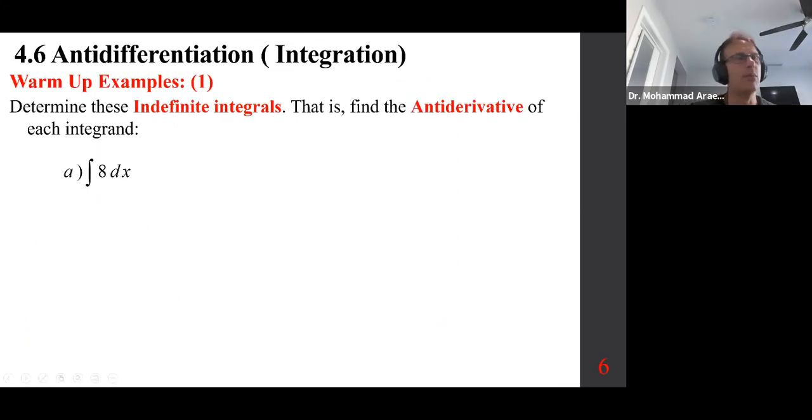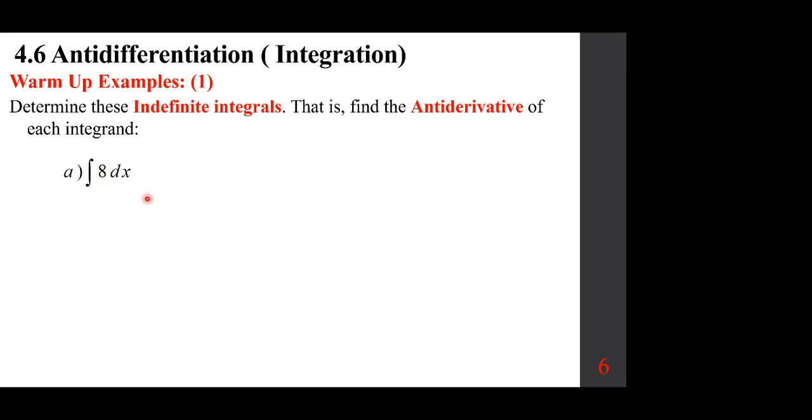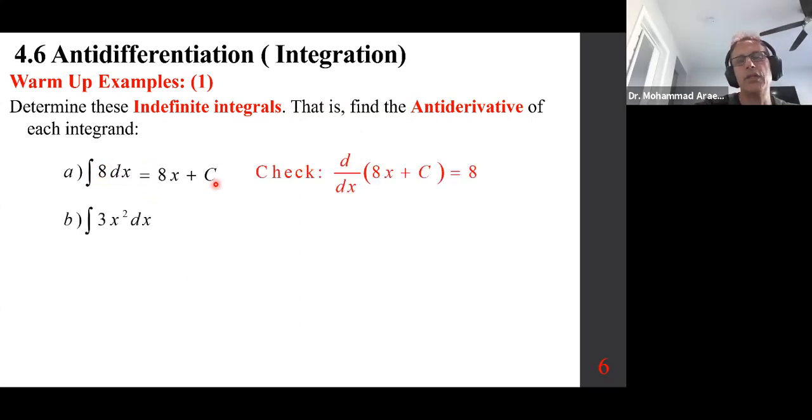Let's look at some warm-up examples before we discuss the formulas in general. When we look at this example, class, it's important to see what the question is. Think of a function, you differentiate, it gives you 8. And remember, your independent variable is x. Can anybody think of a function whose derivative is 8? 8x, and then we add a constant. To prove that, we differentiate the right side, and we get 8.